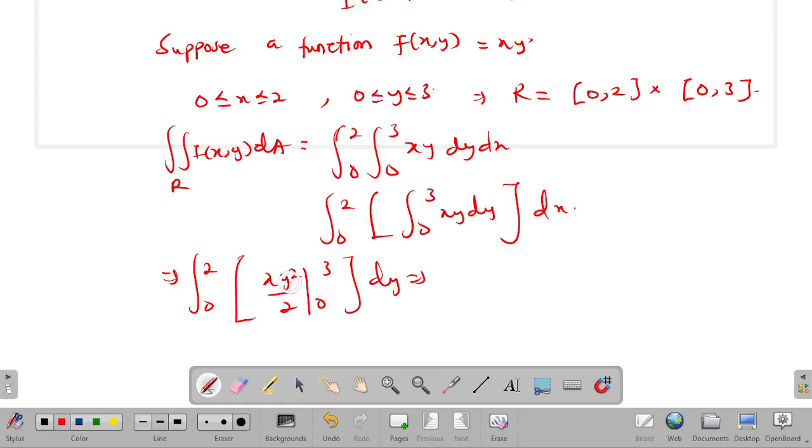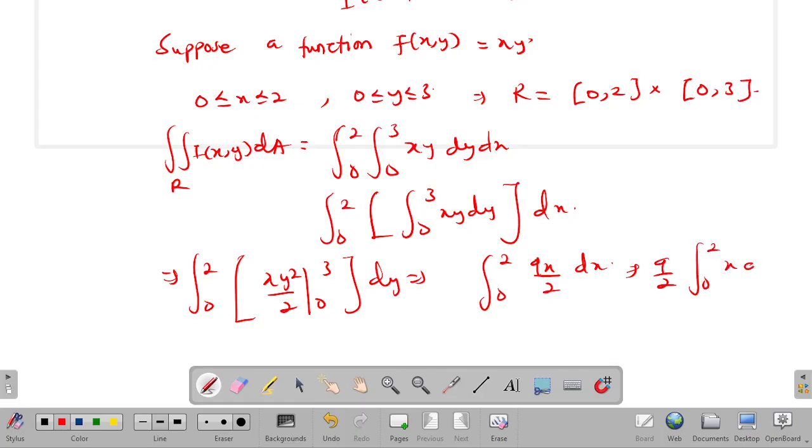Now I'll first put 3 inside. That will give me 9. Remember this is 0, everything will be 0. I'll simply have from 0 to 2, 9x over 2 dx. Now it has become one single integral. So at this point, I can simply go on with my integral. Then I'll push my constant out. So I have my 9 over 2 out, integral 0 to 2, then I have my x.